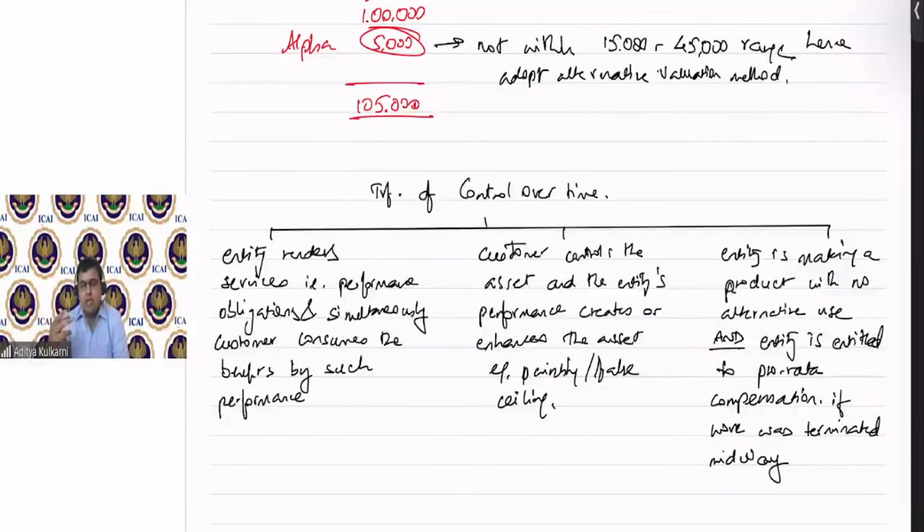Second, because the contract gets terminated midway, will Mazgaon Dock get some compensation? The answer is yes, they will get compensation. And therefore, if this condition is fulfilled, then we can say it is transfer of control over time.